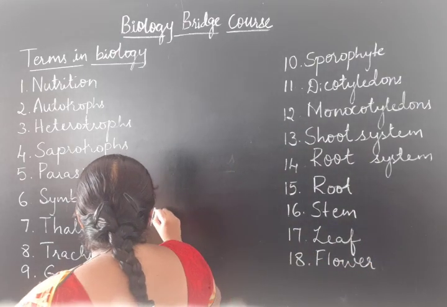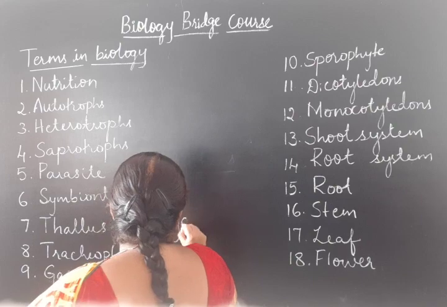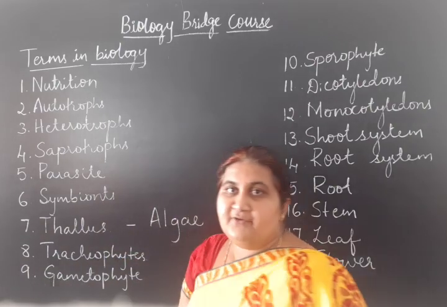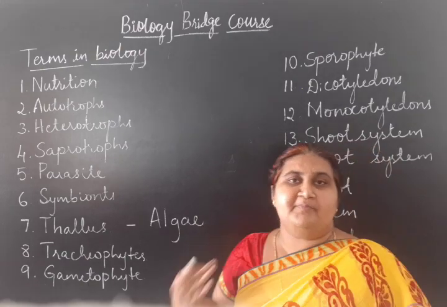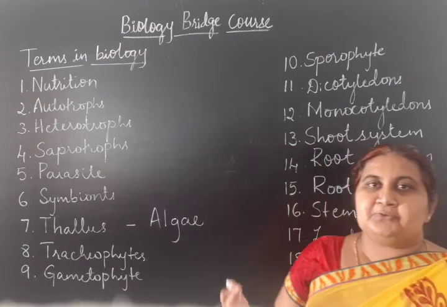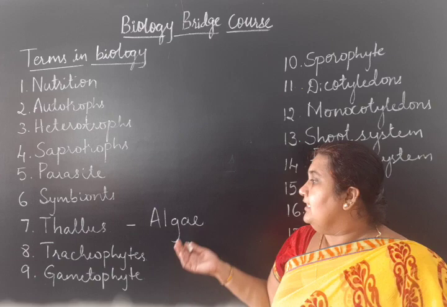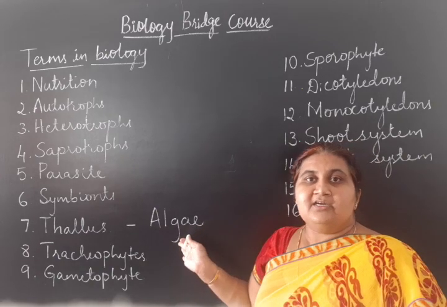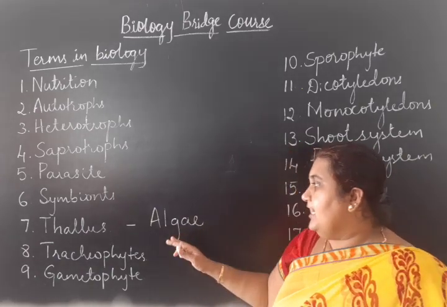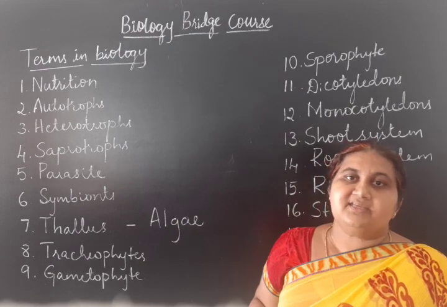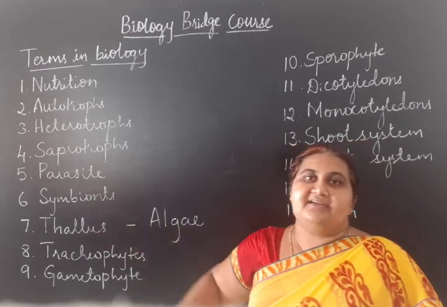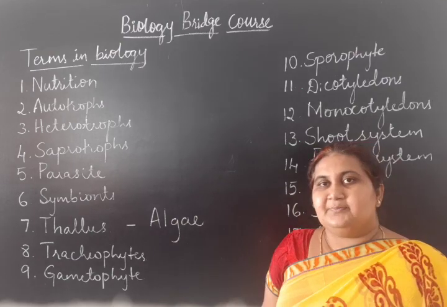Example, algae. Algae have an undifferentiated plant body, which cannot be differentiated into true root, stem or leaves. So in the division Thallophyta, we could find the algae, and the algae plant body is called thallus, an undifferentiated plant body.